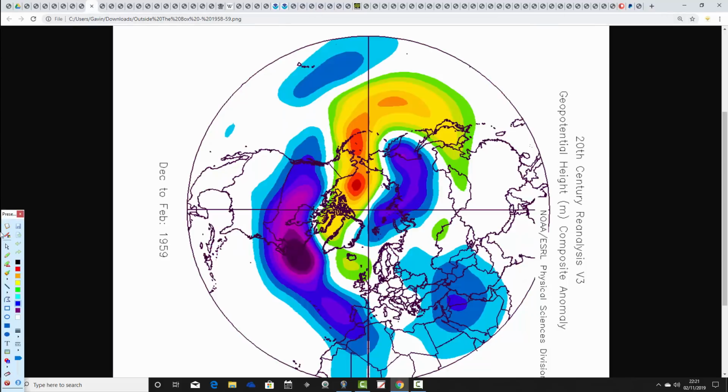The next winter in Richard's Outside of the Box is 1958-1959. This one with the above average heights to the north, the below average heights to the southwest.